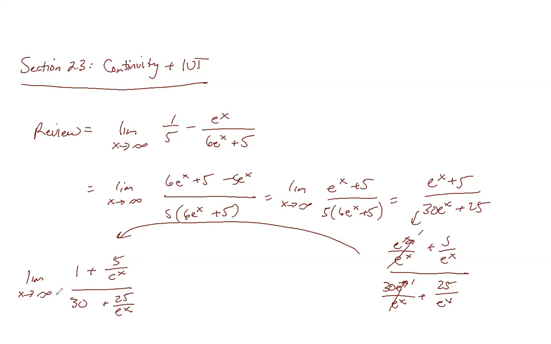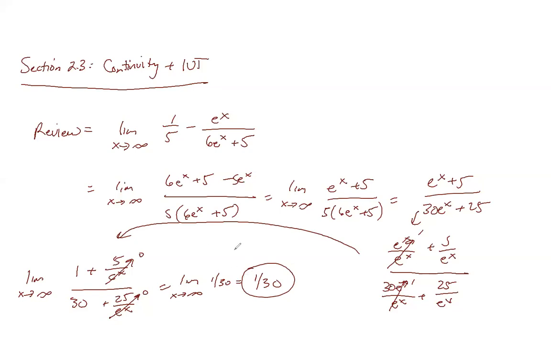So what do we got here? Well, we do have a situation similar to that first example from the last lecture, in that if we think about plugging infinity into this denominator here, we're going to have e to the infinity, which is just going to be a really big number. 5 over an infinitely large number will eventually proceed towards 0 as a fraction. Similarly, 25 over a huge number is also going to proceed towards 0. And so what we're left with is just the limit as x approaches infinity of 1 over 30, which is a constant function. So our limit is just going to be 1 over 30.